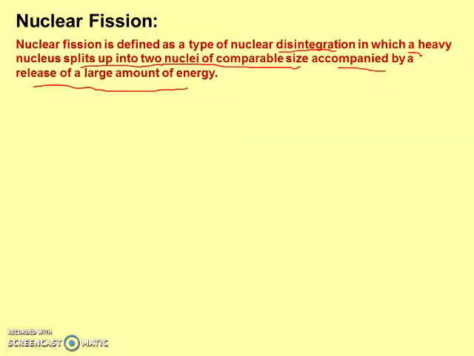I have already told you that nuclear reactions are always exothermic. The reason is that the mass of the products is always less than the mass of the reactants. So the energy is produced at the cost of mass defect.